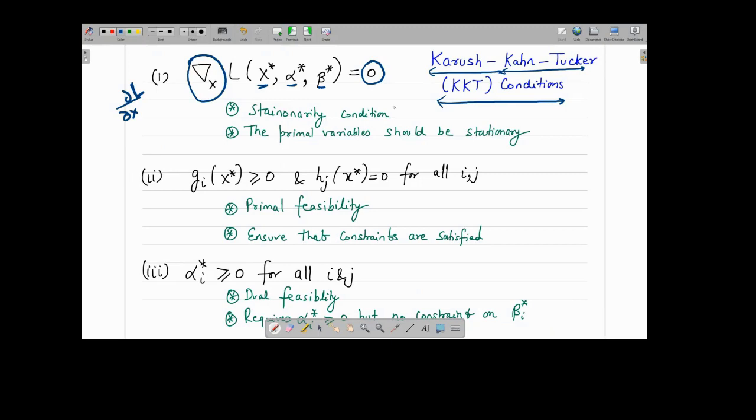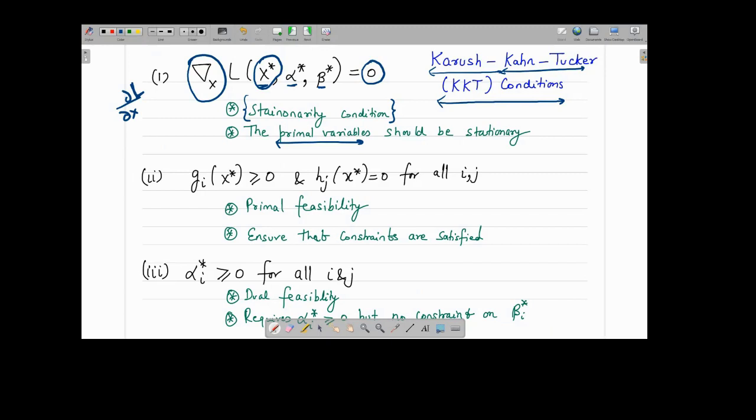So this is also called the stationarity condition. Okay. And the primal variables should be stationary. So what it is trying to tell you is that the X star which you are trying to put here has to be stationary. That is what this particular condition is.